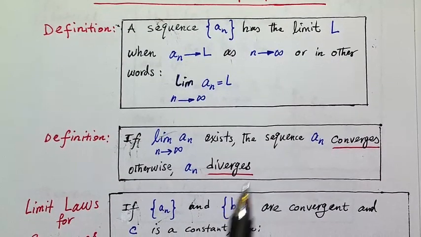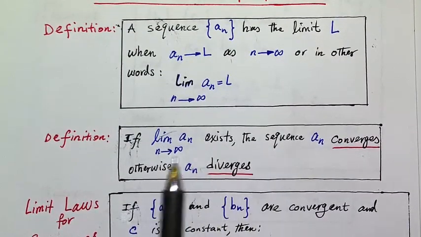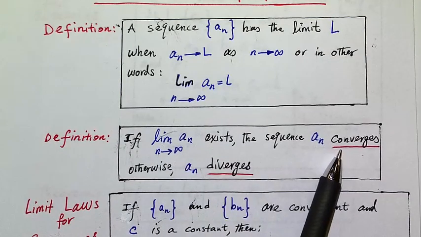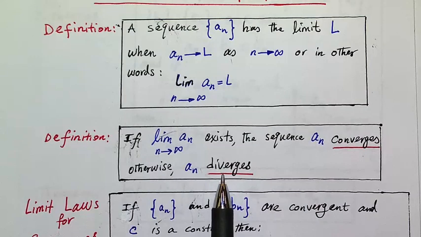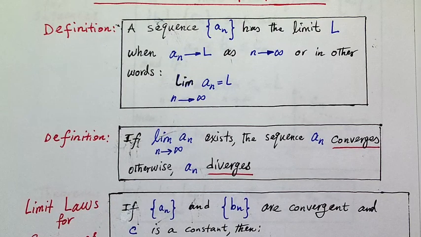As far as the sequences are concerned, if the sequence has a limit as n approaches infinity, the sequence converges, otherwise it diverges. But with the series, this isn't the case. Okay, we will look at that when we get to section 8.2.